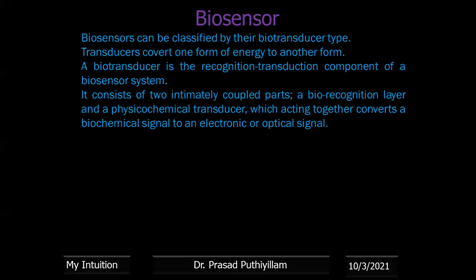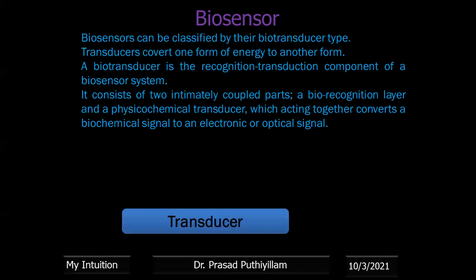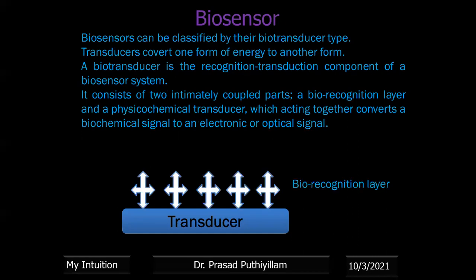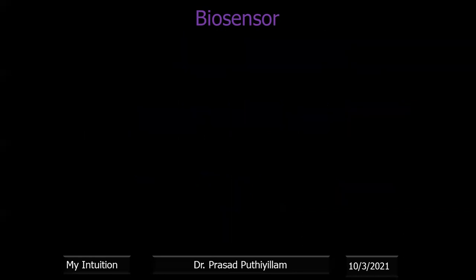It consists of two intimately coupled parts, a bio recognition layer and a physico-chemical transducer, which acting together convert a biochemical signal to an electronic or optical signal. Therefore, it consists of a biotransducer which is connected to the bio recognition layer. The bio recognition layer will sense what type of materials are nearby to that device. Then the transducer will analyze it and send it for further processing.